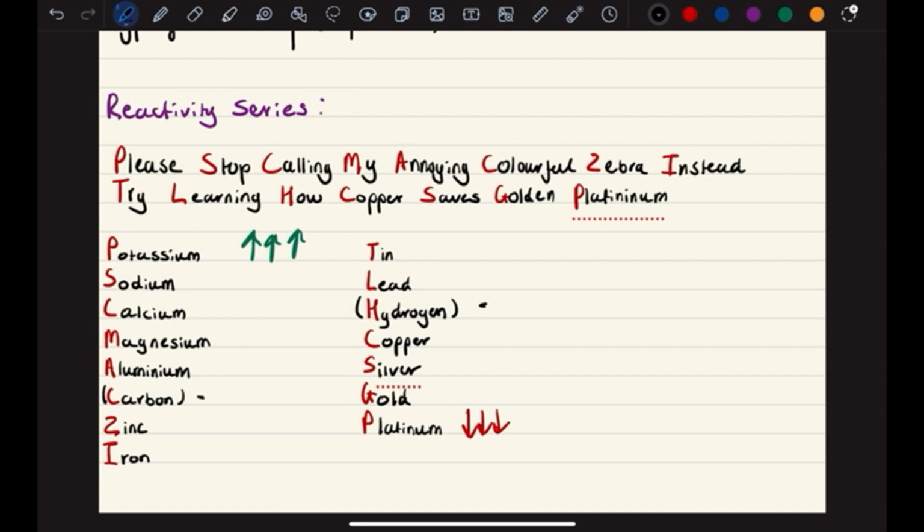So be aware of the reactivity series. Try to be confident with it. I think if you can learn a mnemonic or an acronym, it will really help you out with this.